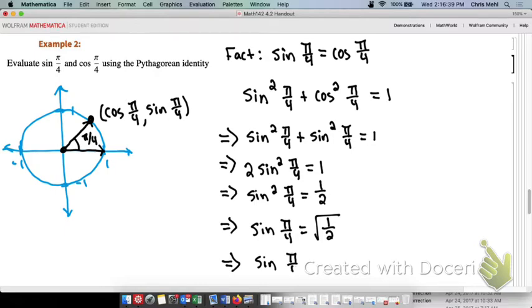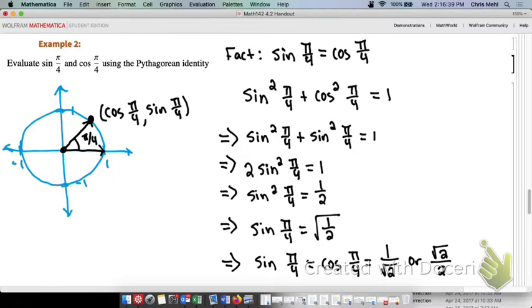So sine of pi over 4, which is also equal to cosine of pi over 4, we now know is 1 over the square root of 2. Or, if you like, you could rationalize the denominator by multiplying top and bottom by square root of 2. I'll let you think about how to simplify that. Some people like to write this as root 2 over 2. Some people like to rationalize the denominator. I, most of the time, just use 1 over the square root of 2.